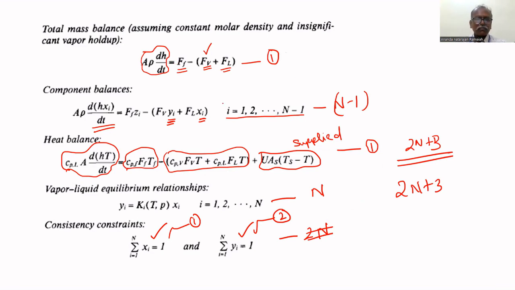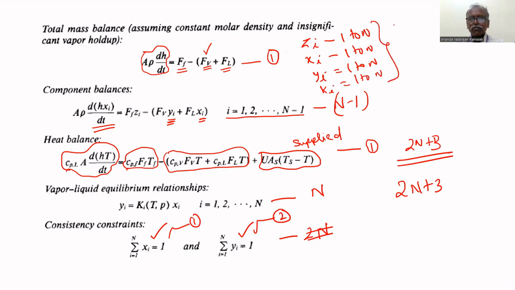Number of variables: Zi varies from 1 to N, Xi varies from 1 to N, Yi varies from 1 to N, and Ki varies from 1 to N. Therefore, total number of variables 4N, plus we consider all other variables A, rho, F, Fe, FL, you will get 14. So total number of variables equal to 4N plus 14.